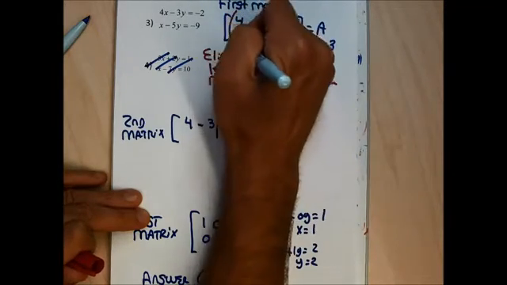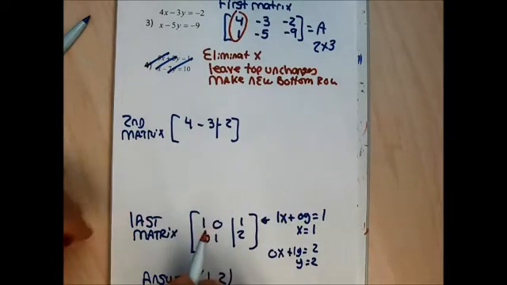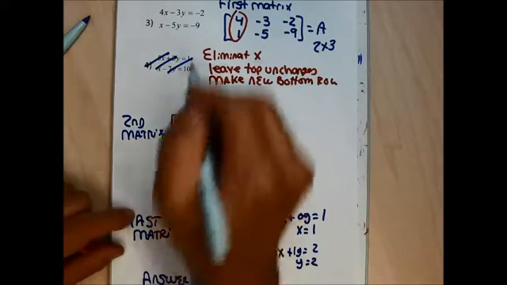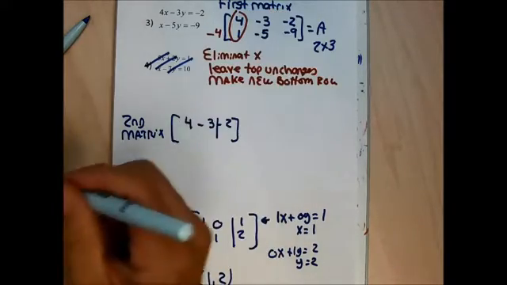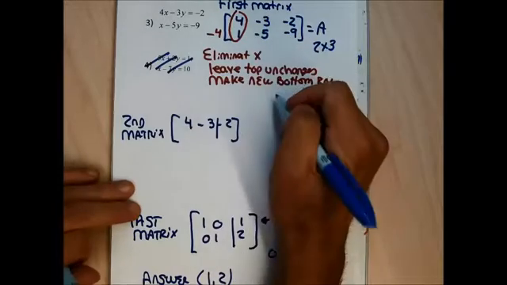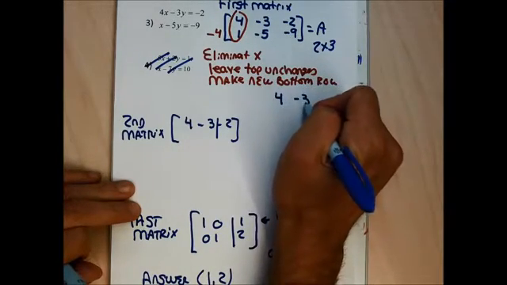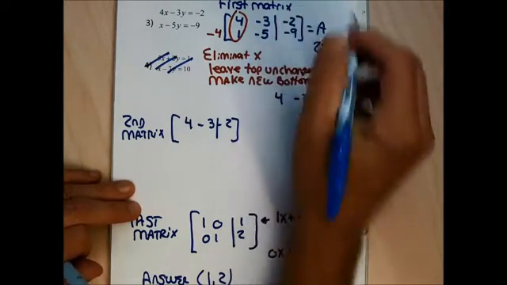So I'm going to try to eliminate the x. I'm going to make a 4 and a negative 4 to eliminate my x's. I'm going to multiply the bottom row by negative 4. I'm going to leave the top row at 4, negative 3, negative 2. I didn't put the bar in. I really kind of like that bar.